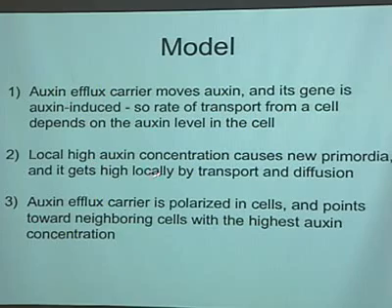Secondly, the local high auxin concentration causes new primordia, and it gets high locally by transport and diffusion back out of the places to which it's transported. And finally, the auxin efflux carrier is polarized in cells, and it points towards the neighboring cells with the highest auxin concentration. So this is our model. And then the question is, does this model actually explain phyllotaxis? I could take a show of hands. Can anybody see how this leads to 137.5 degree angles between successive primordia? Well, we couldn't either. Somebody's raising his hand back there.